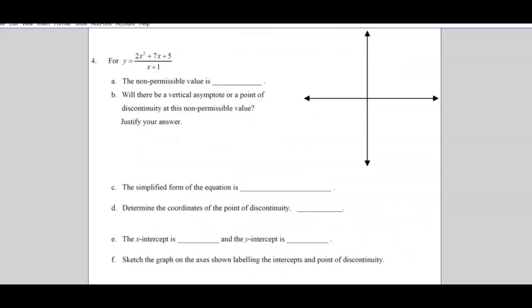Okay, so take a look at this. No factor needed in the denominator, but maybe there's a common factor. We don't know yet. First thing, it asks for the non-permissible value, which is -1, right? If you're just asked for the non-permissible value, you just take the number. Will there be a vertical asymptote or a point of discontinuity? Justify your answer. So how are you going to know? You have to factor that numerator and see if there's a common factor.